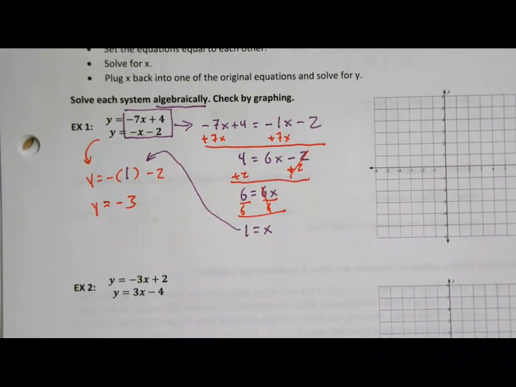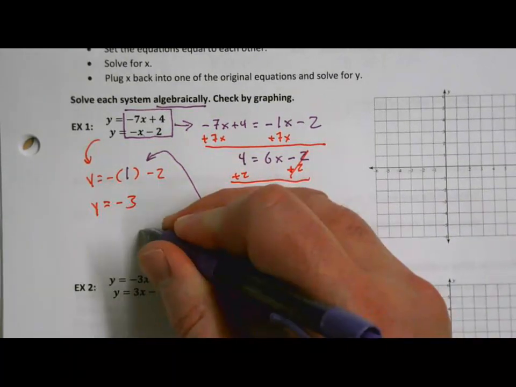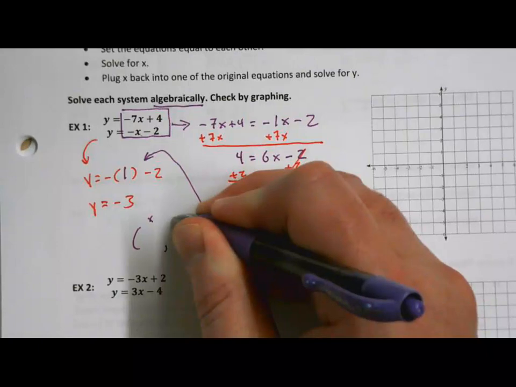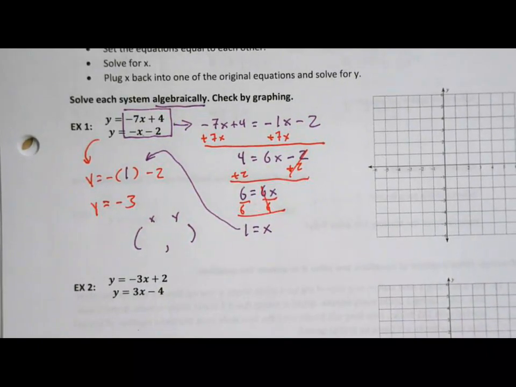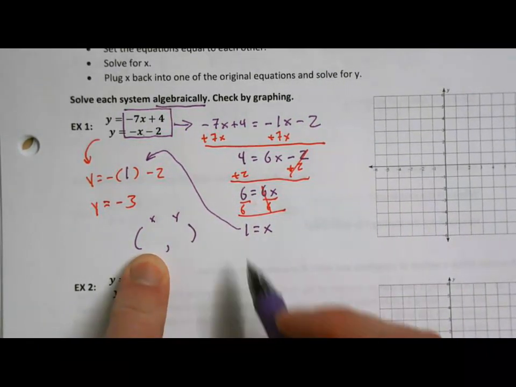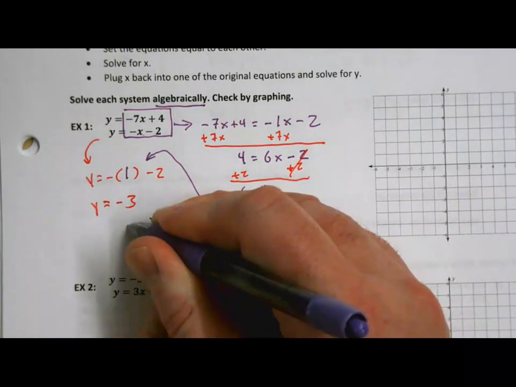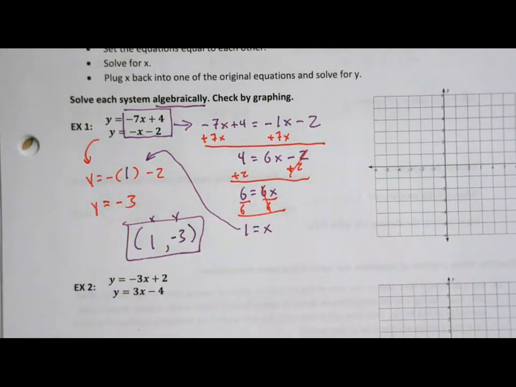All we have left to do now is write down the final answer, but keep in mind, it's really easy to flip your x and y, so double check you're not doing that. I'm going to write x, y up here to help me not make that mistake. X comes first, that was 1. Y comes last, that's -3. And we're good to go. We're going to pause on graphing that one for just a moment.